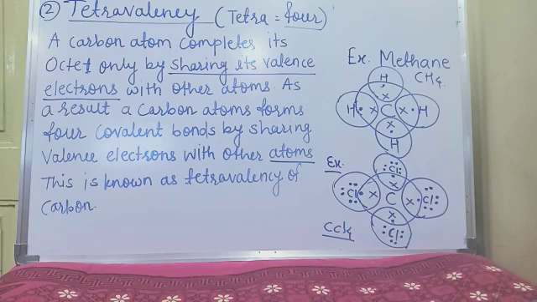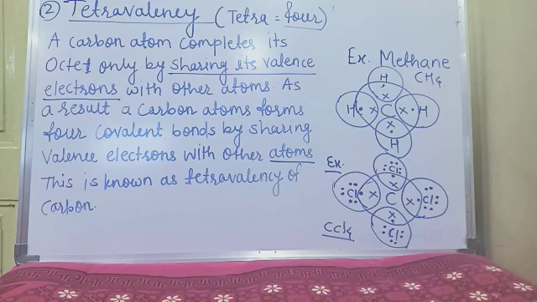Now see how the electrons are shared between the atoms of these two elements to form single covalent bonds. Why are single covalent bonds formed here? Because a bond formed by sharing of one pair of electrons is known as a single covalent bond.